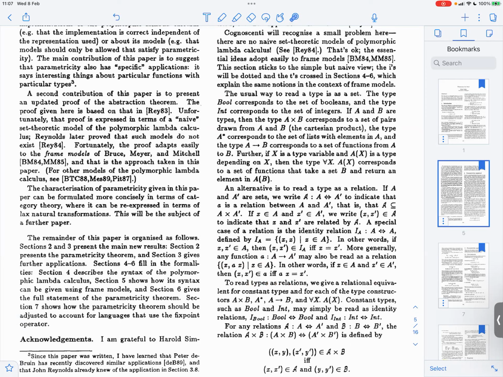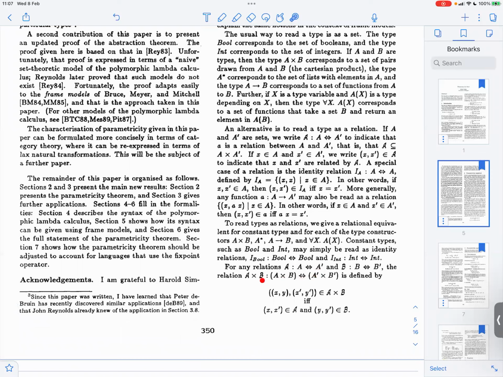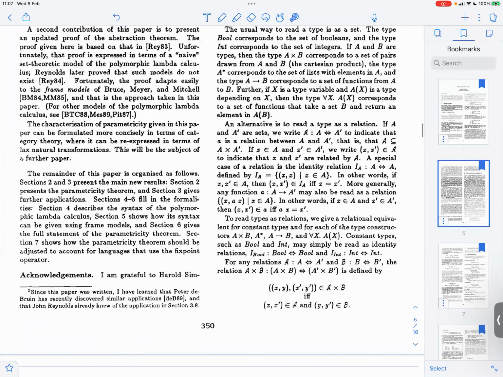So we need a relational equivalent for the type constructions. But he doesn't explain very clearly. It's going to be a relation between what types? Because then he says, for any relations, the other relation is defined. Well, how do I translate this into a relation?